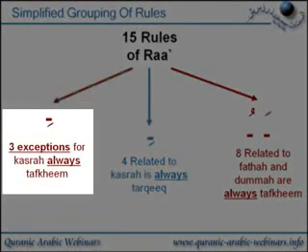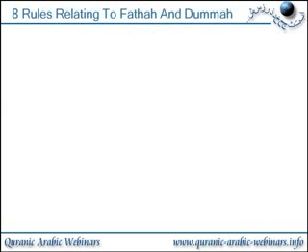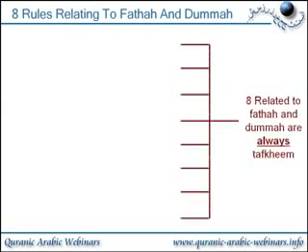And then we have 3 exceptions for when the Ra is linked to the sound of Kasra, in which case the Ra is always tafkhim. And if you can remember these 3 groupings, once we've covered all the rules, then it becomes very easy. So let's cover the 8 rules when the Ra is linked to the Fatha or the Dhamma.